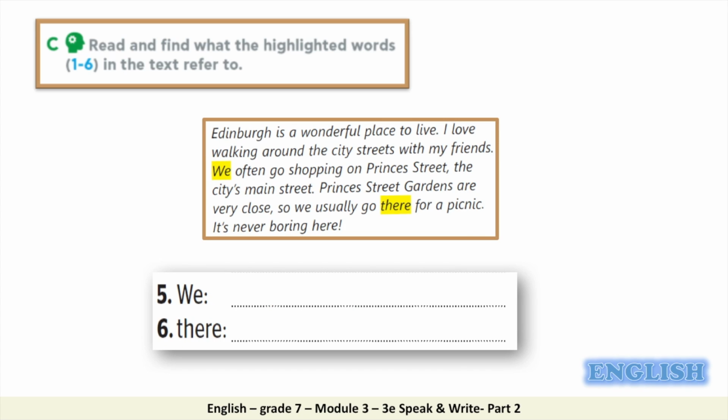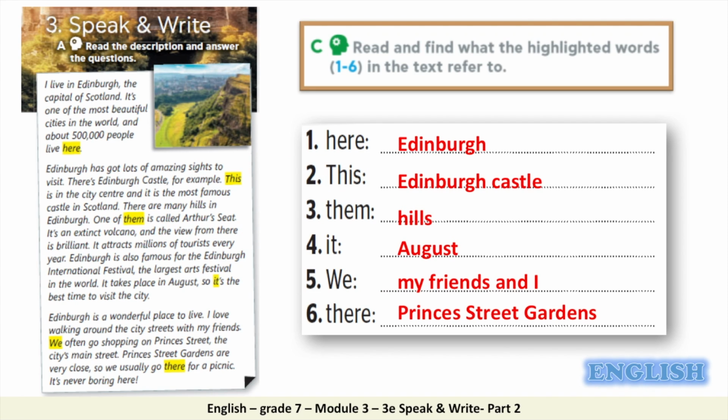Number 5. "We often go shopping on Princess Street, the city's main street." We, of course, refers to my friends and I. Finally, number 6. "Princess Street Gardens are very close, so we usually go there for a picnic." There refers to Princess Street Gardens, of course. Please check your answers and make sure that you copied the correct answers in your book.